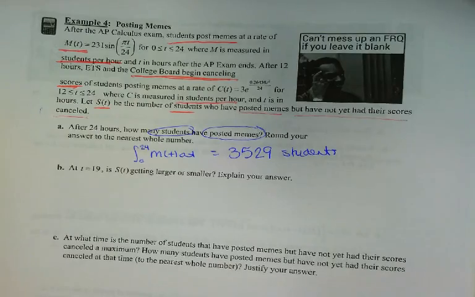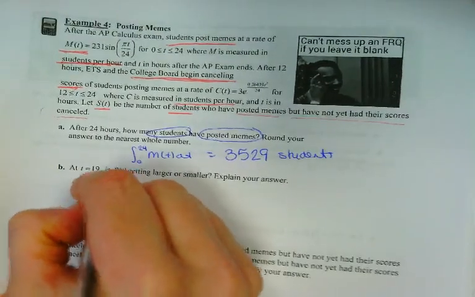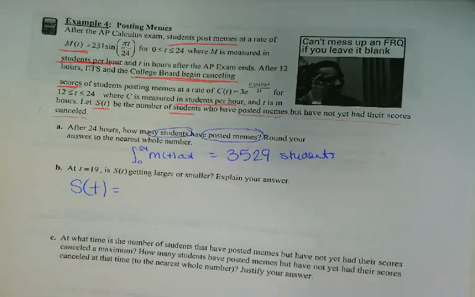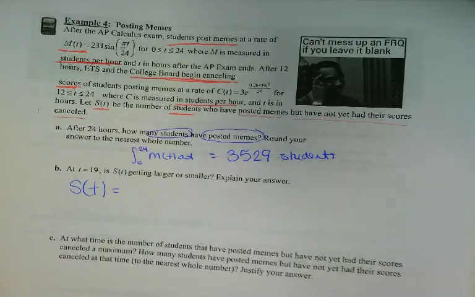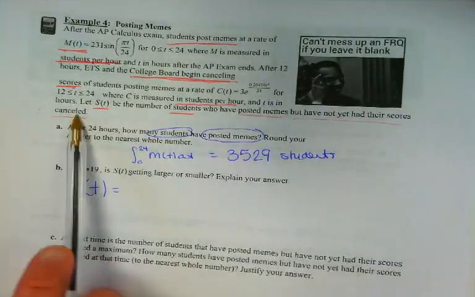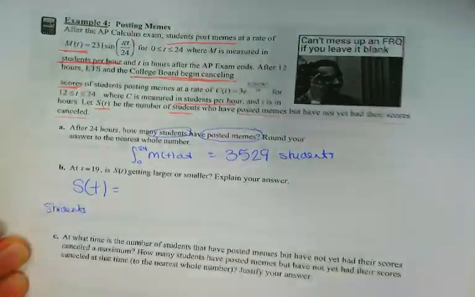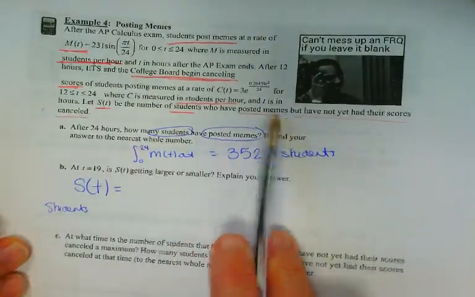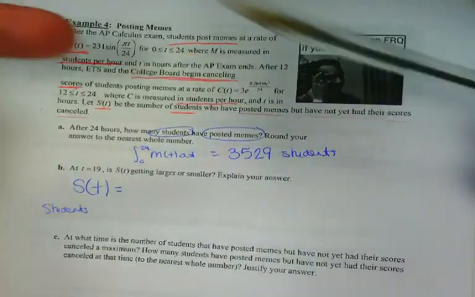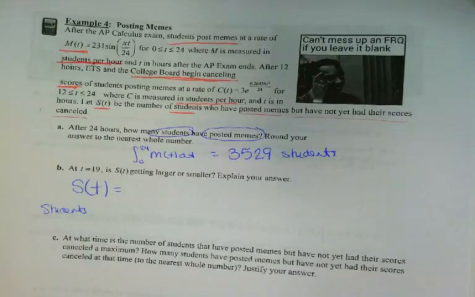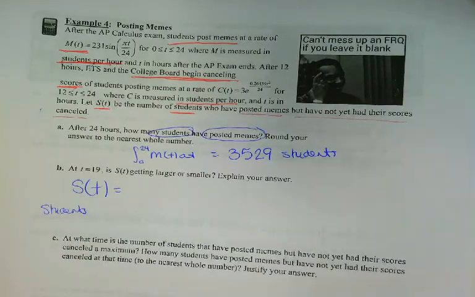Okay, part B. At t equals 19, is S of t getting larger or smaller? So now we have to figure out what S of t is. Let's make a note here. What are the units of S of t? Students, right? So I need a whole equation about students. Students who have not posted memes. So I know students that have posted memes, and students whose scores were canceled. How would I get the students whose scores weren't canceled? I would just do what with those two? Subtract.